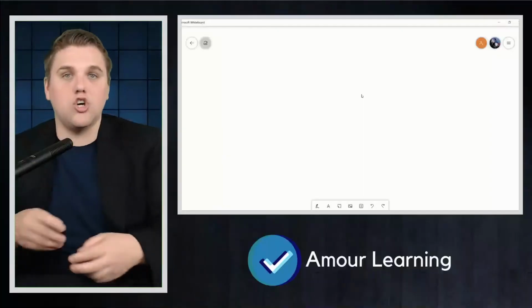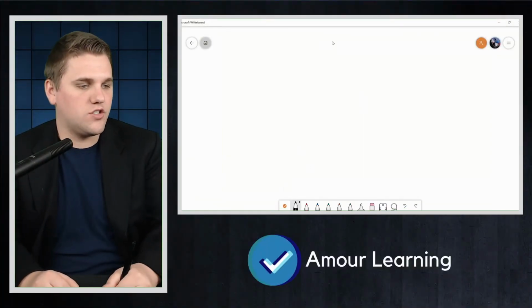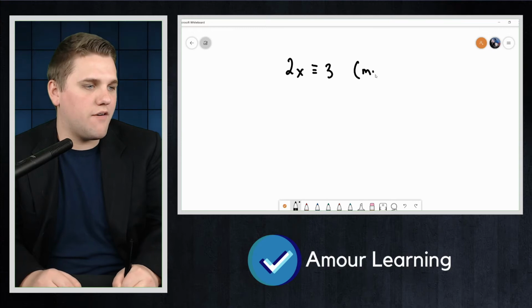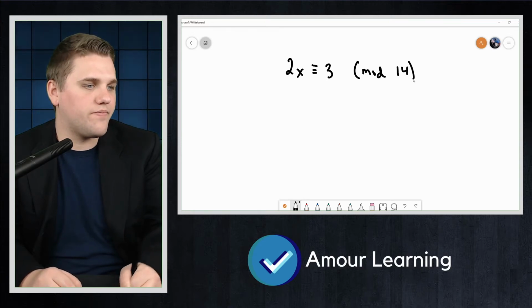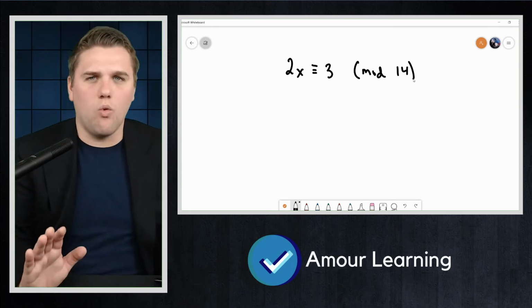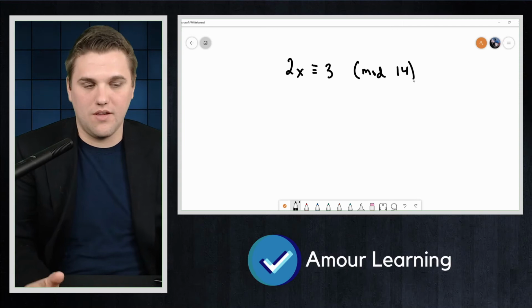All right, let's take a look at an example. Let's try to do 2x equals 3 mod 14. So that is 2x equals 3 mod 14. Try to figure out on your own why this problem can't be solved.